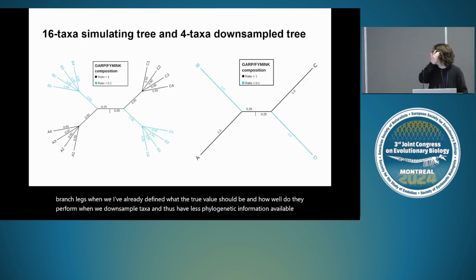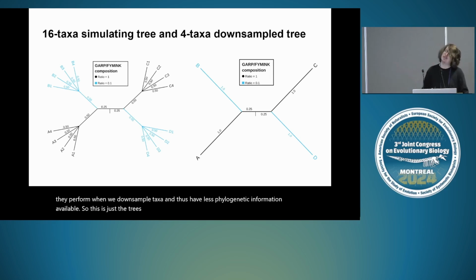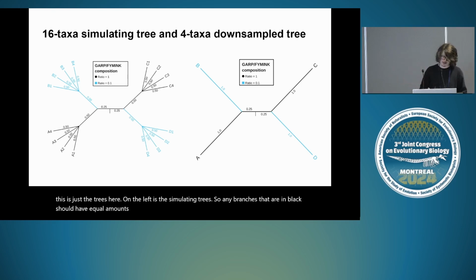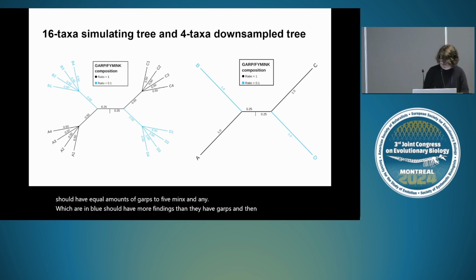So this is just the trees. Here on the left is the simulating tree, so any branches that are in black should have equal amounts of GARPs to Phylogenomics, and any branches which are in blue should have more Phylogenomics than they have GARPs. And then there's the downsampled tree on the right.